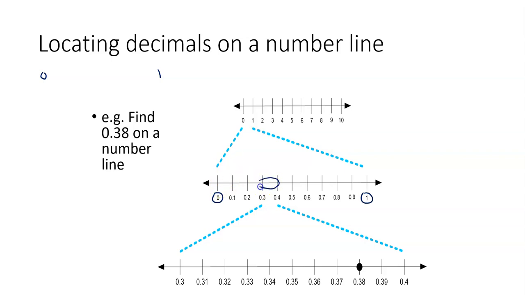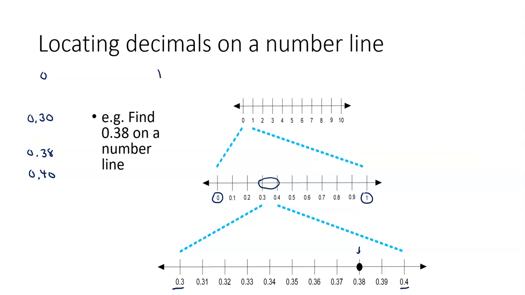Well, it's somewhere in between 3/10 and 4/10, right? Because there's 3/10, there's 4/10. 38 hundredths is somewhere between 30 hundredths and 40 hundredths. So I draw out that number line down the bottom that starts at 3/10 and ends at 4/10. Now when I mark off equal markings, I'm not marking off tenths anymore, I'm marking off hundredths. 31 hundredths, 32 hundredths, 33 hundredths, all the way till I get to 40 hundredths. And you can see now I've made a mark right there where 38 hundredths is. And that's how we identify where these things are on a number line.